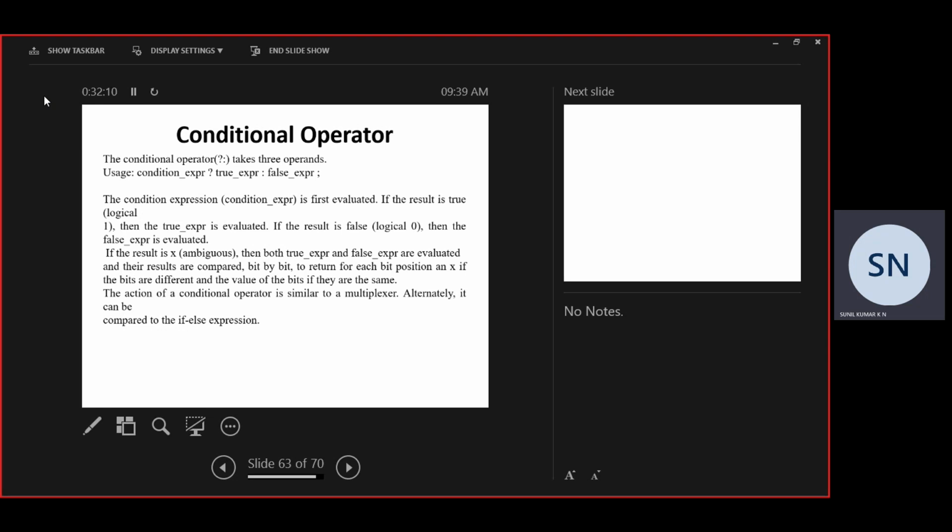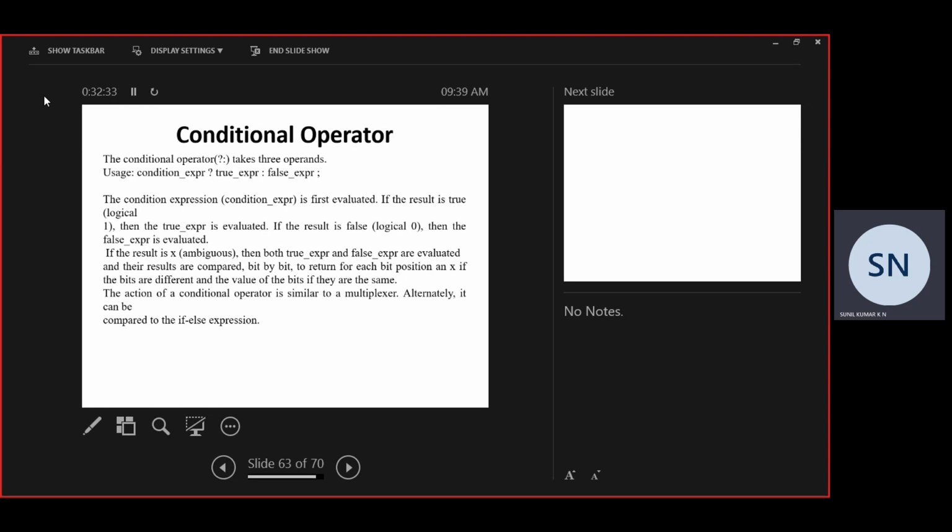You are already familiar with the conditional operator. Conditional means it is going to check a condition. If it is true, then the true expression will be evaluated. If it is false, then the false expression will be evaluated. That means three operands are required. So it works like an if and else expression itself.